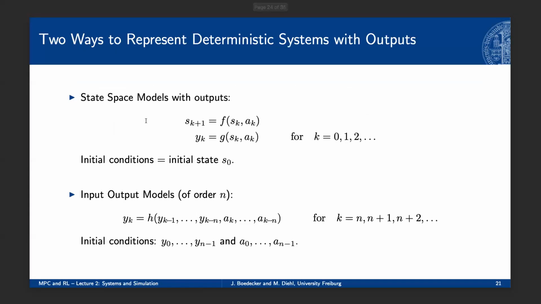And there are two basic ways to represent deterministic systems with outputs. The first one builds on our state ideas from before. You can have a state space model with outputs, where we introduce another function that we call G that could read out, for example, in our little case with this bottle, the altitude, the height of your bottle. That could be something that you can measure, maybe even with a camera and some post-processing. This is then the only quantity that you know. So you could say it's partially observable.